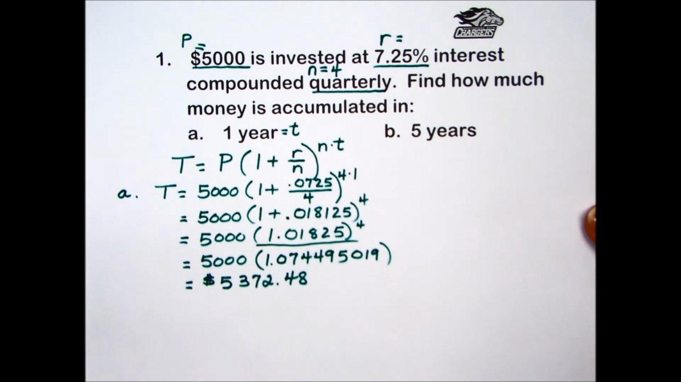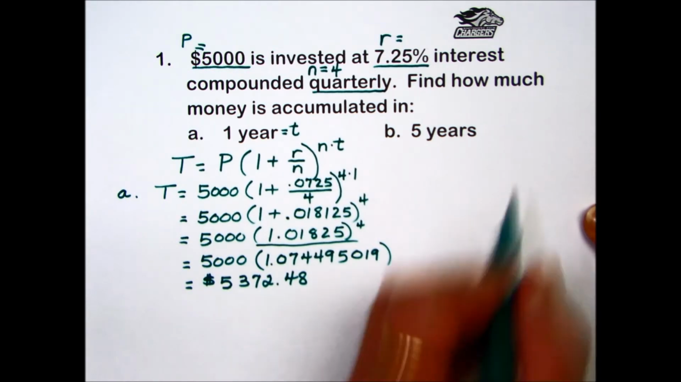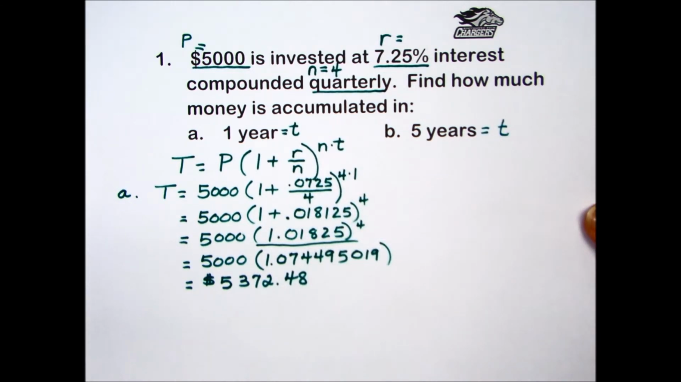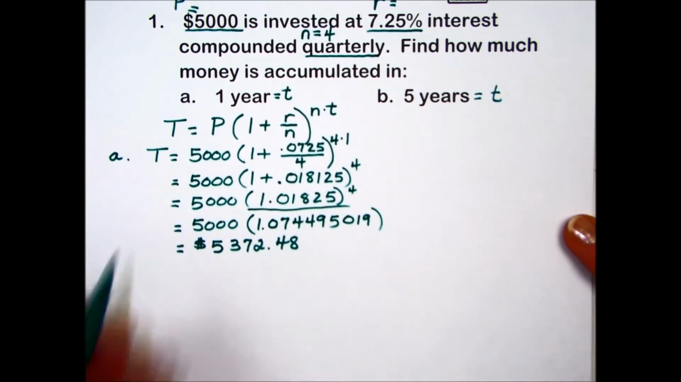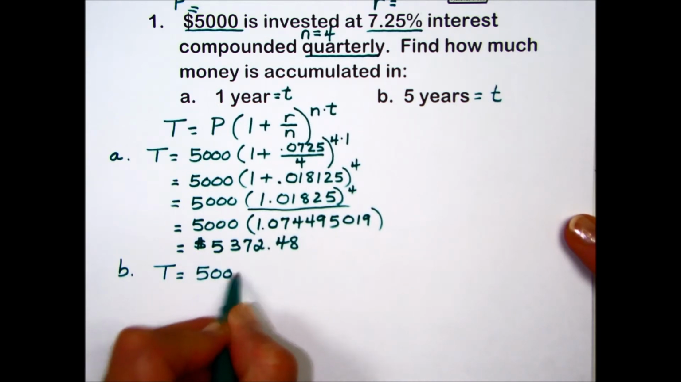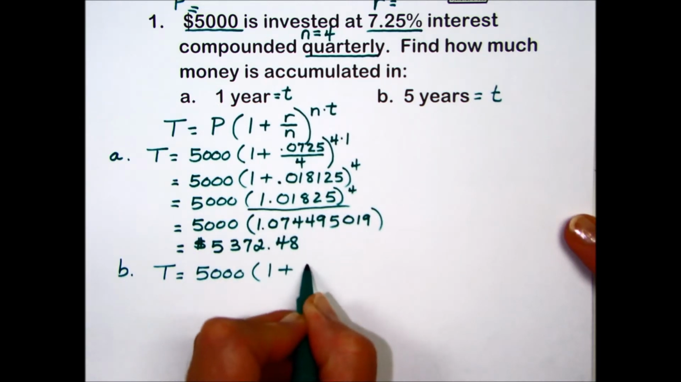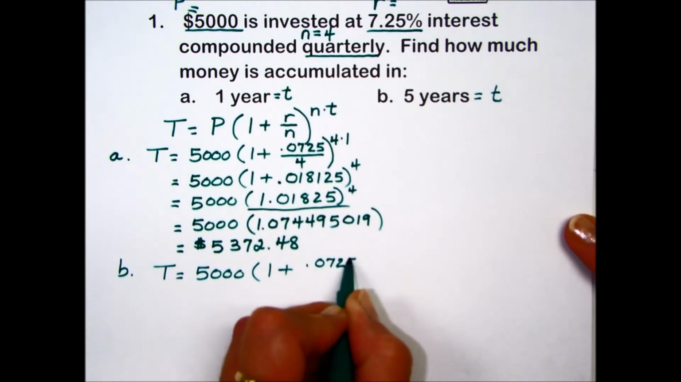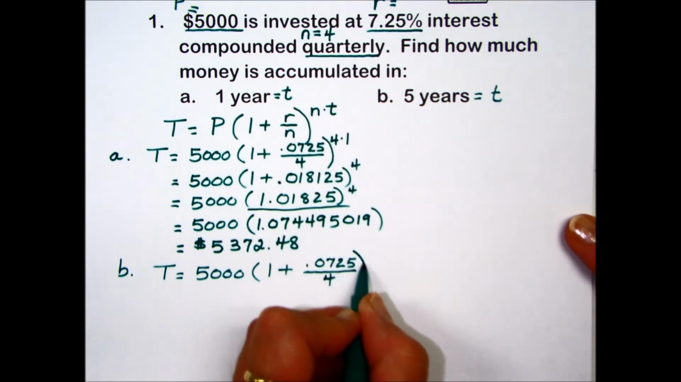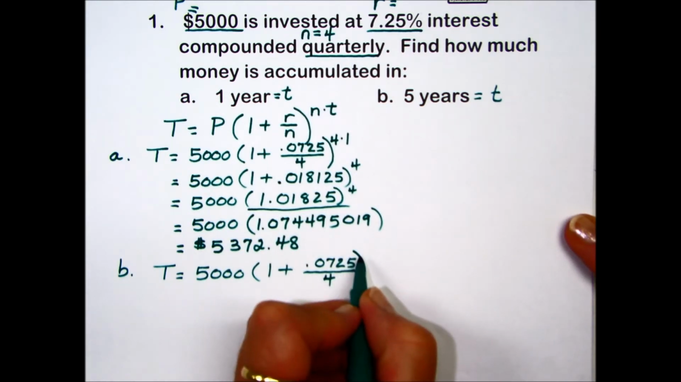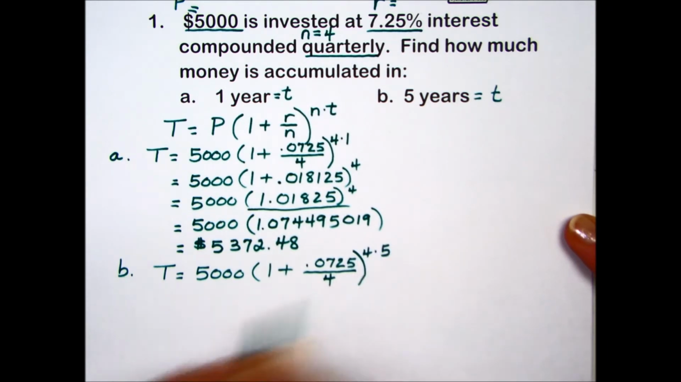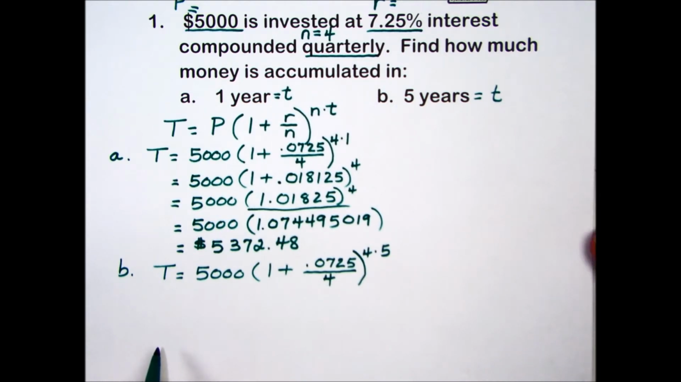The second half of this problem, the values will all stay the same with the exception of this time we will deal with 5 years calculating this problem. So setting up the formula again, our principal amount is 5,000. 1 plus r, that's our interest rate, which is still the 0.0725. n is the number of compounding periods. Quarterly means 4 times a year, raised to the n, which is 4, times t, which for B is 5 years. That time needs to be in years.